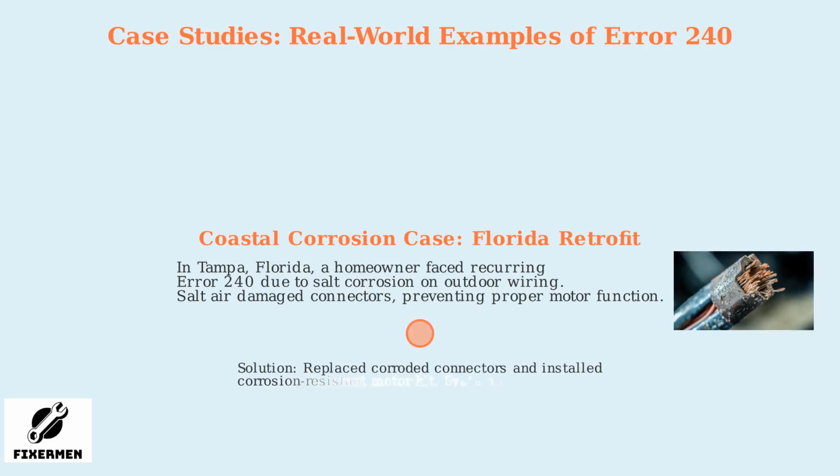In a Florida retrofit, salt corrosion on outdoor wiring triggered recurring codes. The homeowner replaced damaged connectors with a corrosion-resistant motor kit, stabilizing the system and preventing future issues. This case demonstrates how coastal environments accelerate component wear.